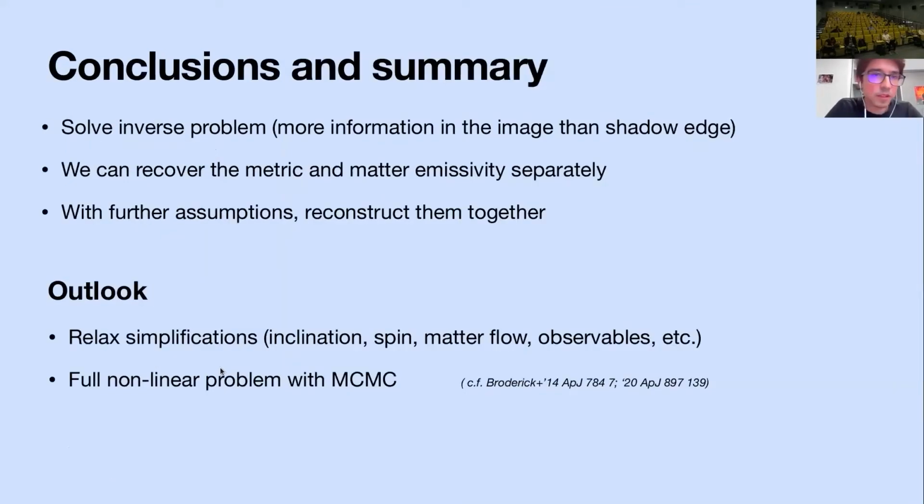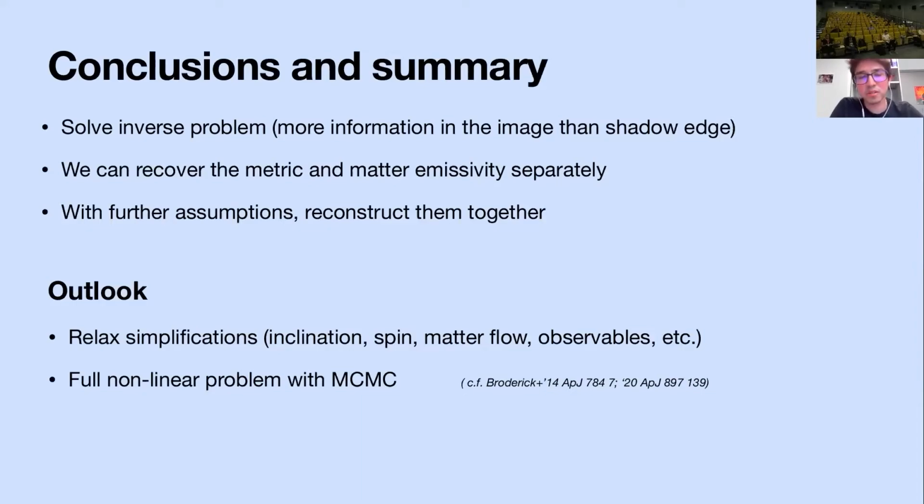So let me conclude because I think I'm out of time. In this work, we're trying to include more information than the shadow radius by including the whole image and trying to solve the inverse problem that I just described. And we have found that we can recover both the metric and the matter emissivity when considered separately. And we need further assumptions to be able to reconstruct both of these together.